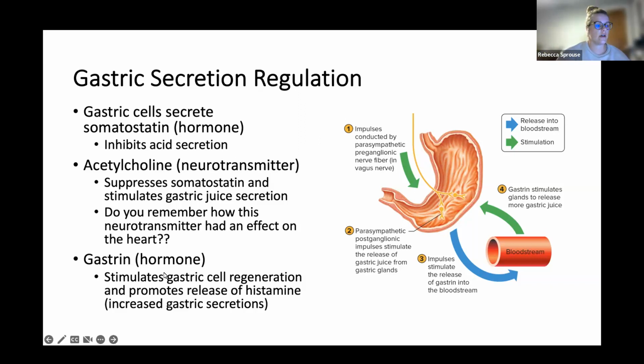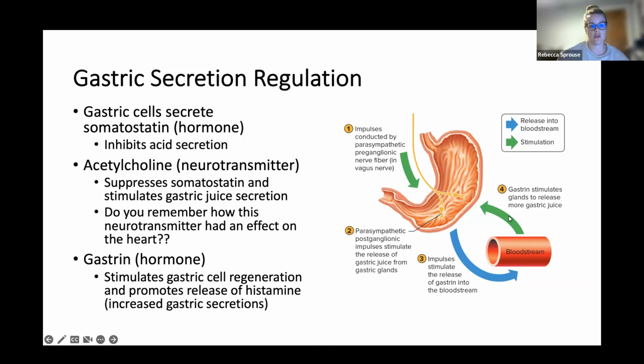Gastrin is another hormone, and aside from appetite, which is in the nutrition and metabolism chapter, this is also going to stimulate the cell regeneration in the gastric wall, in the stomach wall. Also, it basically increases gastric secretions. When it releases histamine, that increases it.